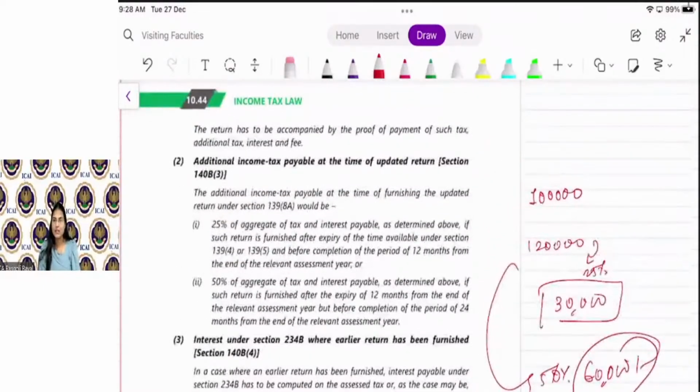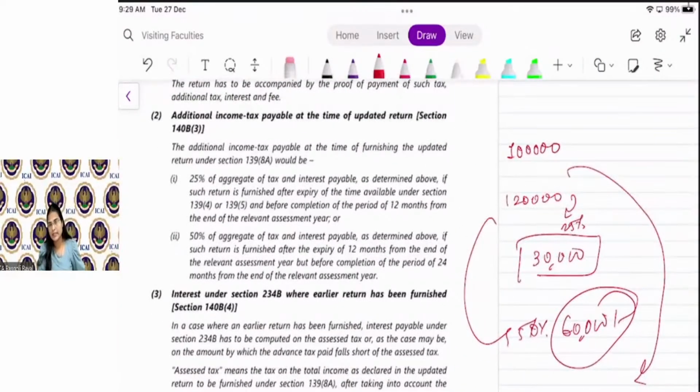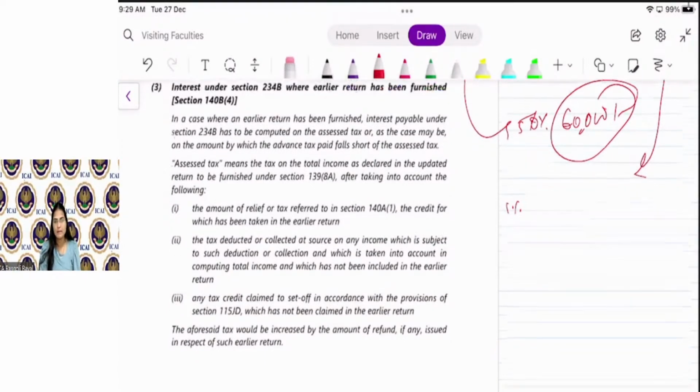Say for example, here the 20,000 is my additional tax liability. So obviously it is less than 90% of my total tax liability. So I have to pay 1% interest per month from the 1st April of assessment year to the date of payment of this 20,000, 1% per month interest under section 234B.